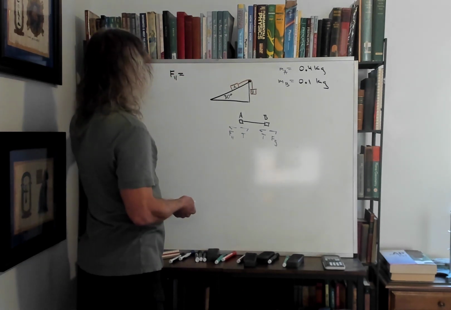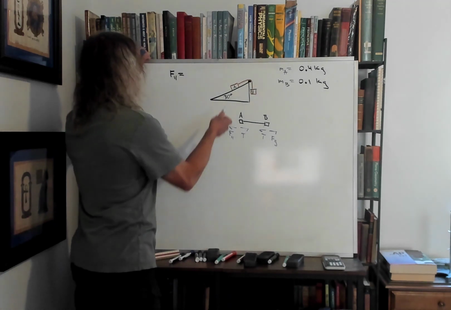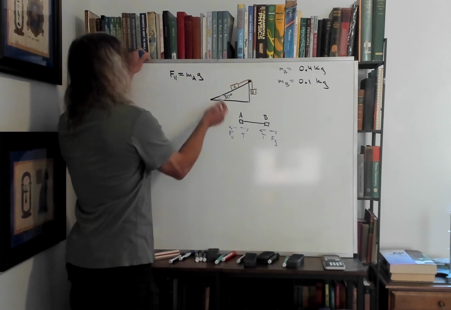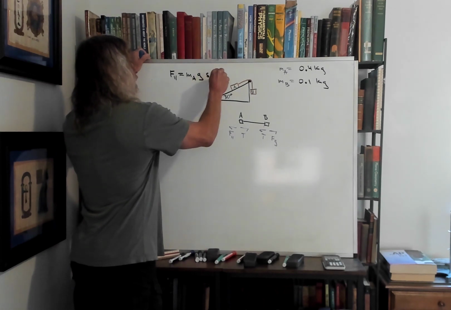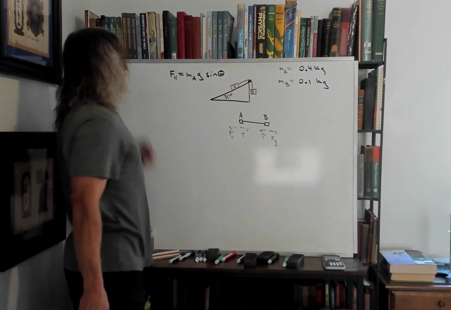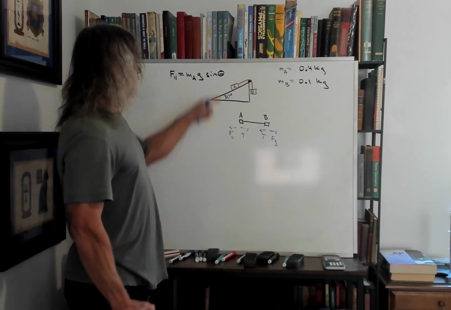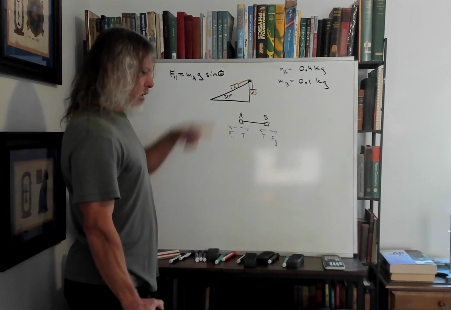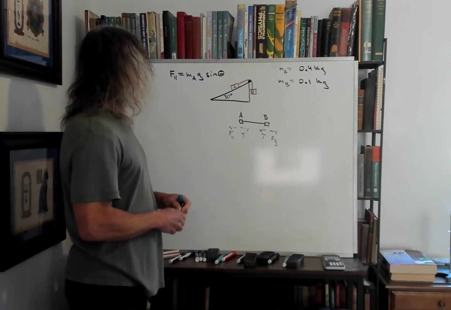it'll be the mass of A times g times sine of the angle. Okay. The normal component goes to cosine. The parallel component is the sine. We've worked through that and other things.